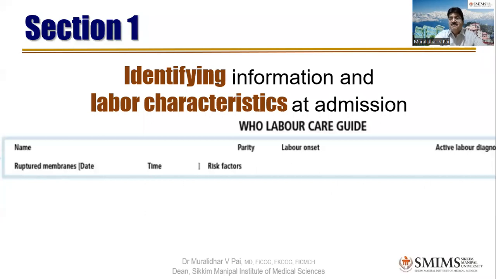She need not always be 5 centimeters at admission. She may be 6 centimeters. She may be 7 centimeters. Doesn't matter. But if she's 5 or 6 centimeters and above, you know that she's already in the active stage of labor. But you need to know when it started.